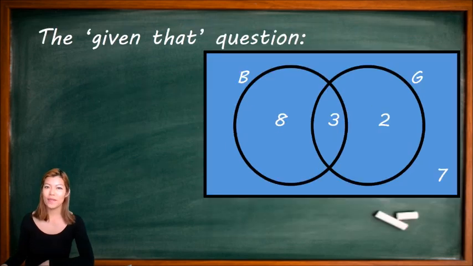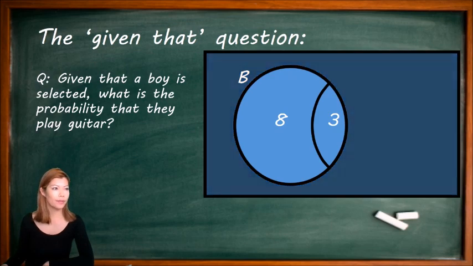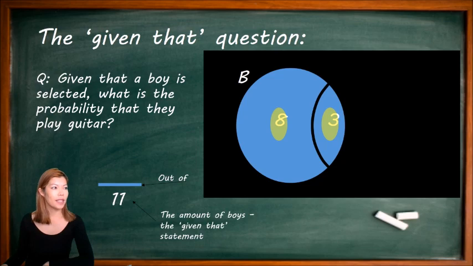Now that we're warmed up, let's have a look at a Venn diagram example that contains "given that" in the question, or in other words, a conditional probability question. Given that a boy is selected, what is the probability that they also like to play guitar? So we're looking at a scenario where it's given that a boy. So we don't want anything else but the things inside the B circle. So now we can see that the people that like guitar out of this group is just 3. So therefore we write 3 out of 11.